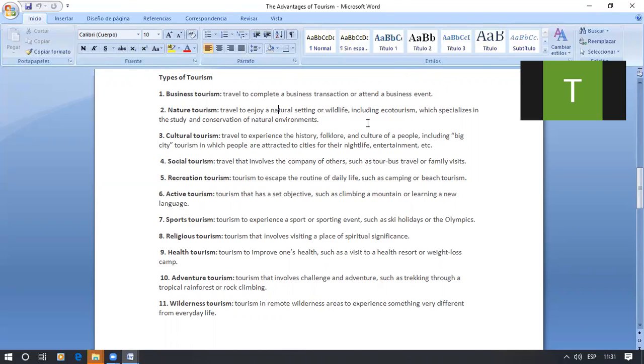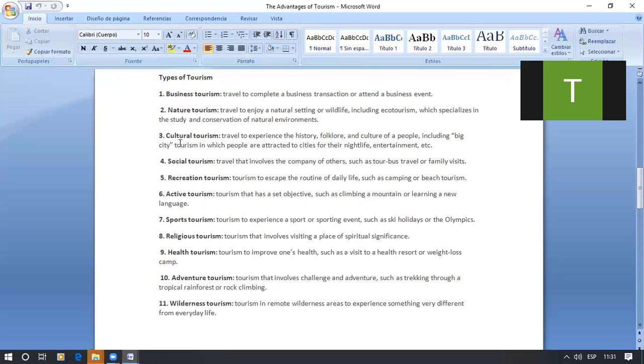This is nature tourism. There are many people that when they go on vacation start thinking, hey, what are we going to do? What type of tourism are we going to have? And they think about this because nature tourism is very important, especially to know those places that are still natural. They haven't been touched by human beings.